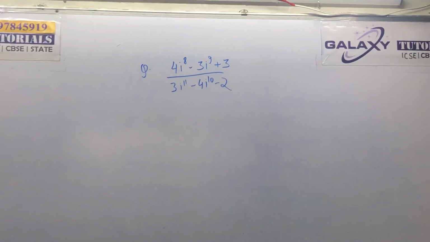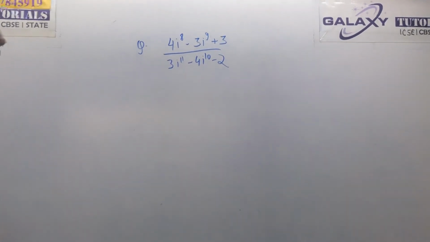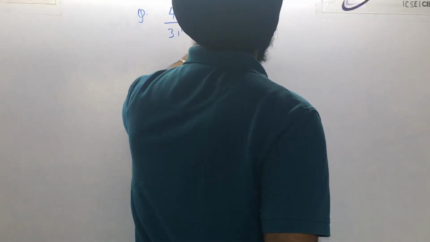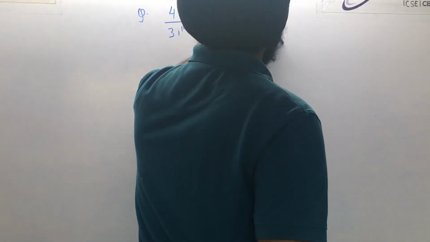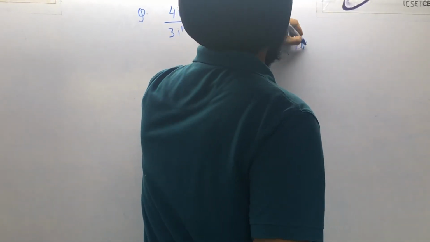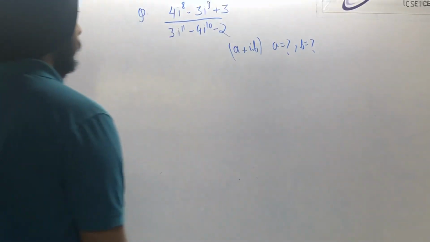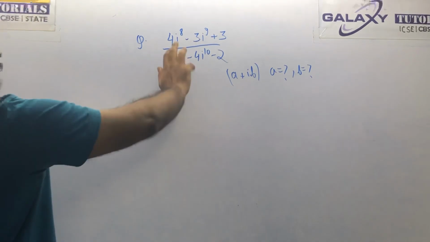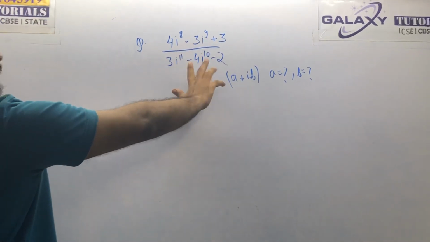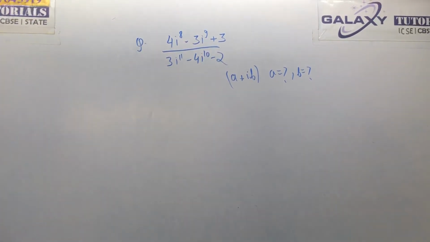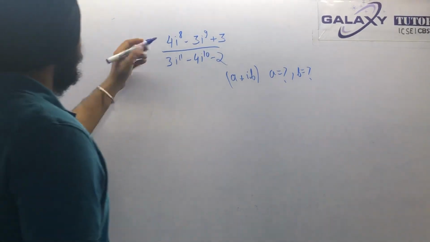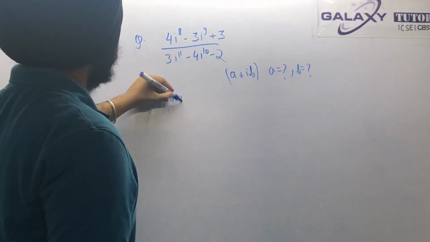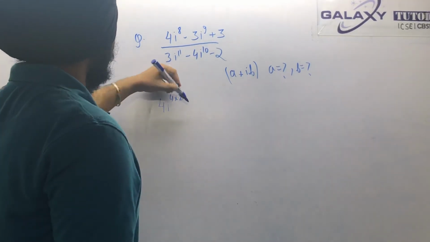Okay, this is the next question. The question is the same: write it in the form a plus ib. Find the value of a and b. Okay, now this was the question. So first of all, we have to simplify these powers of i: 8, 9, 11, 10 and all that. So how can we write i? See, 8 is 4 into 2. It is a multiple of 4.